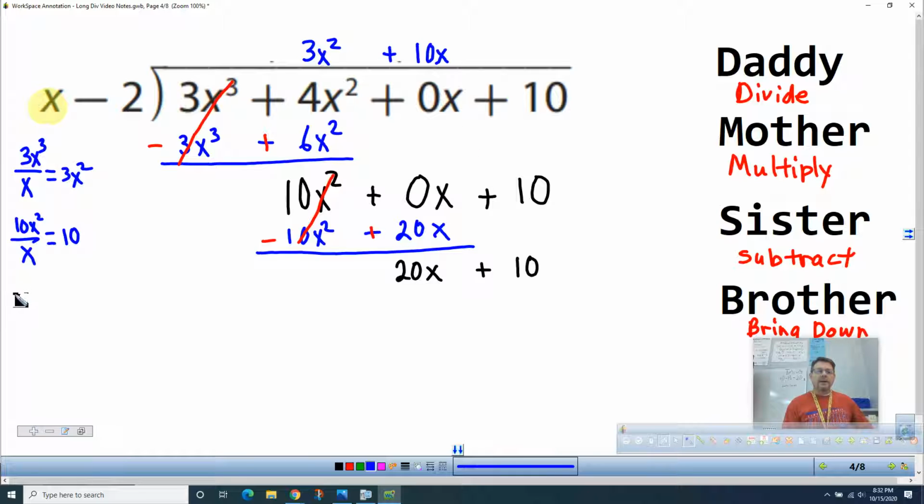And then I'm ready to divide again. So 20x divided by x leaves me with 20. So that's where I'm going to put another 20 up here. There you go, and so that was our divide. So now we're ready to multiply. 20 times x is 20x. 20 times negative 2 is negative 40.